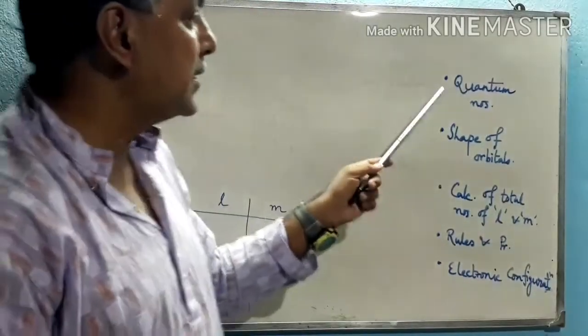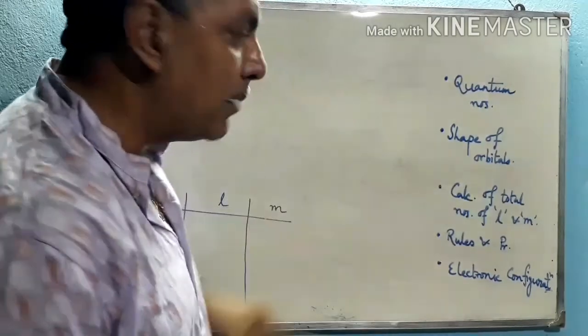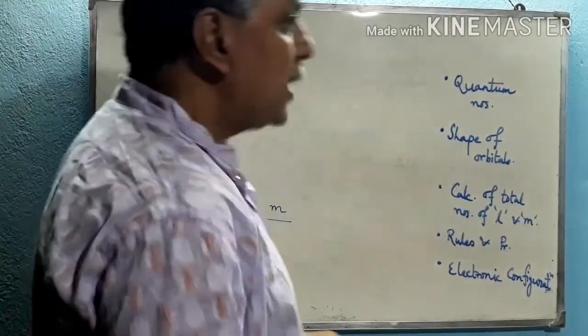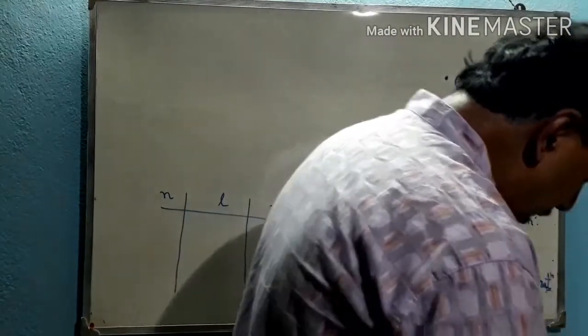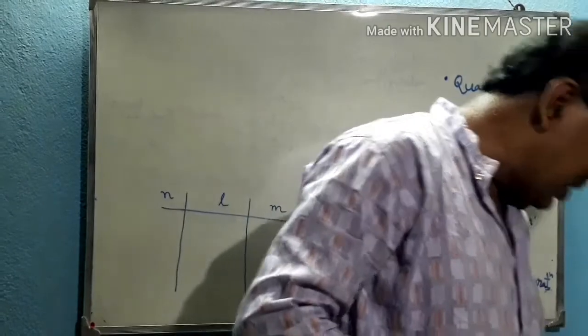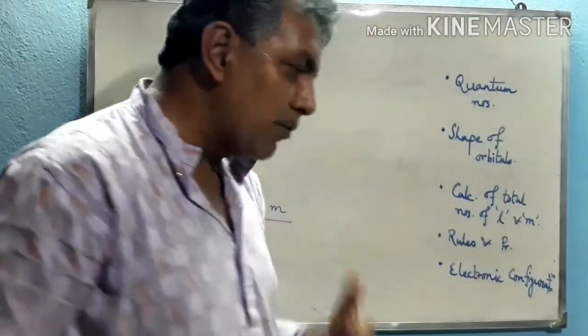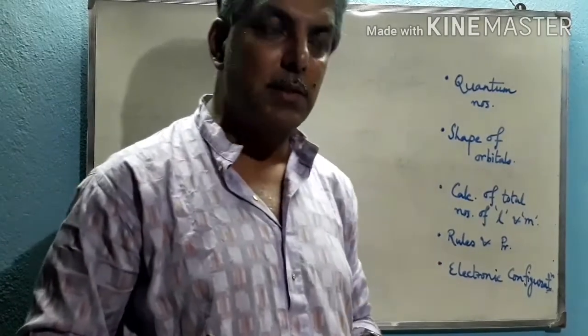Now we are discussing the second point. Today's second point is quantum numbers, the different quantum numbers. Suppose you are searching for the address of a particular person.